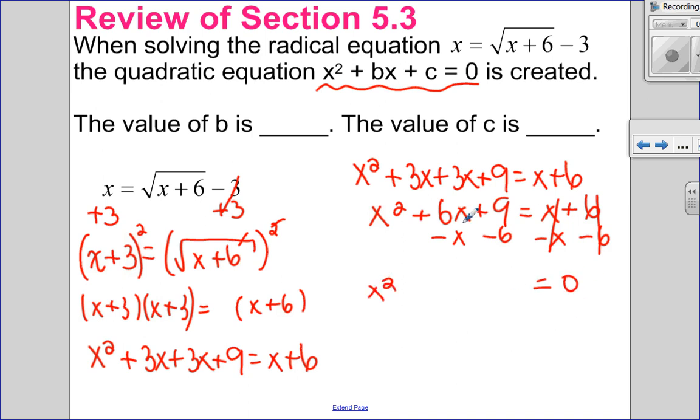And I have x squared. 6x take away x is 5x. 9 take away 6 is 3. So I always like to come up to my template and write my equation right underneath it so I can properly line everything up. So I can see here x squared, that looks good, and the number in front of x is your b value, and the y-intercept or lonely number is your c value. So the answer to this equation would be 5, 3.